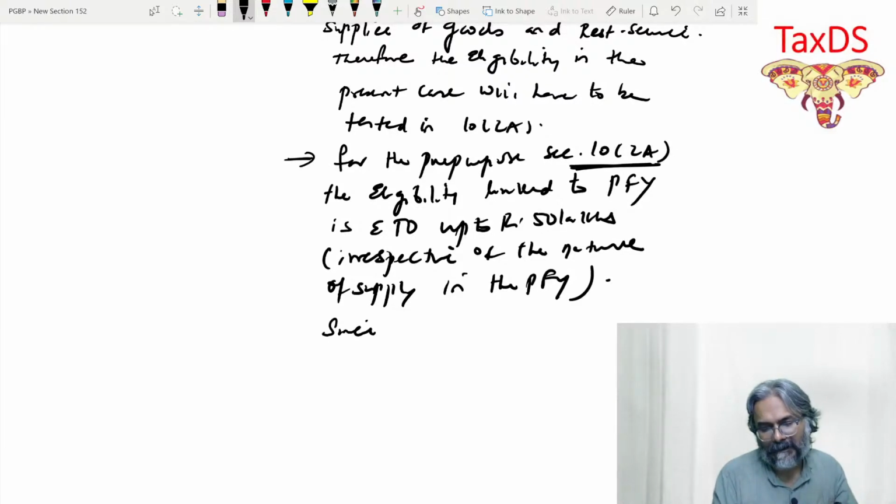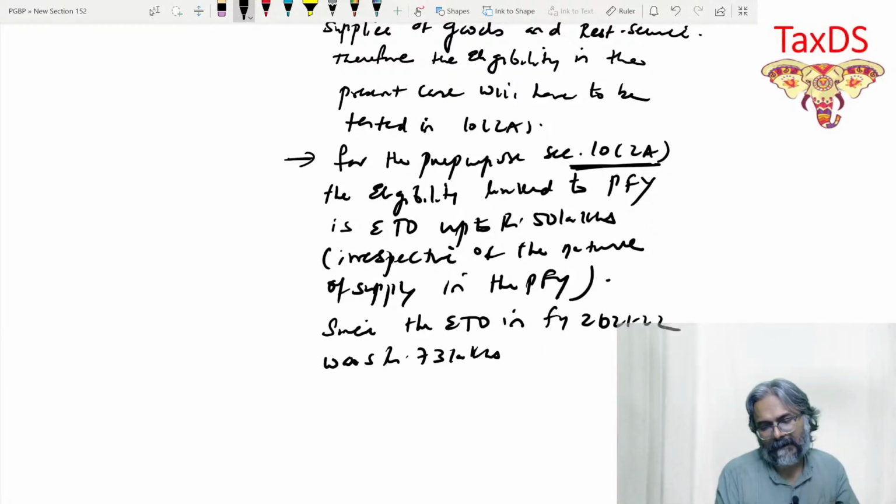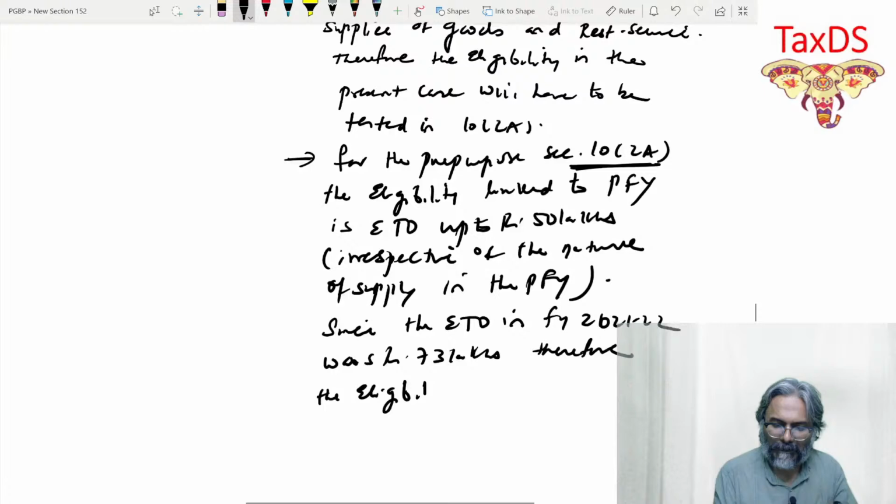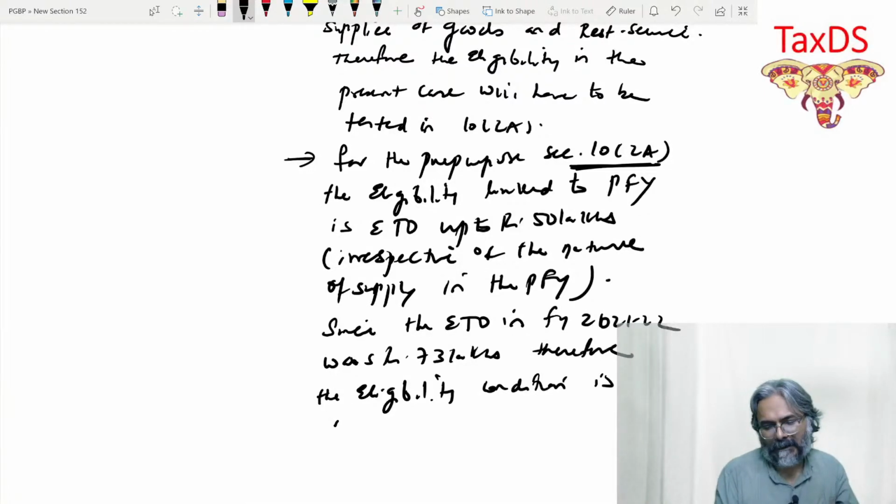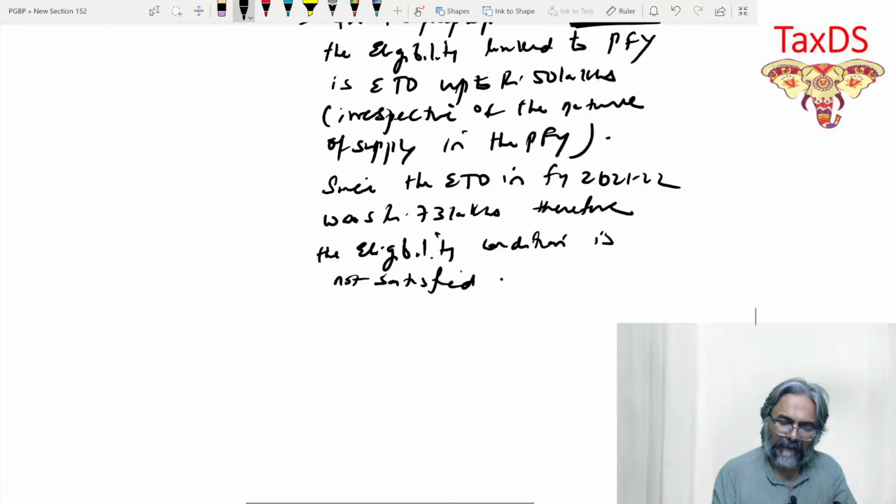Since the aggregate turnover in financial year 21-22 was rupees 73 lakhs, therefore the eligibility condition is not satisfied. The eligibility condition is not satisfied. And therefore, what is the conclusion?